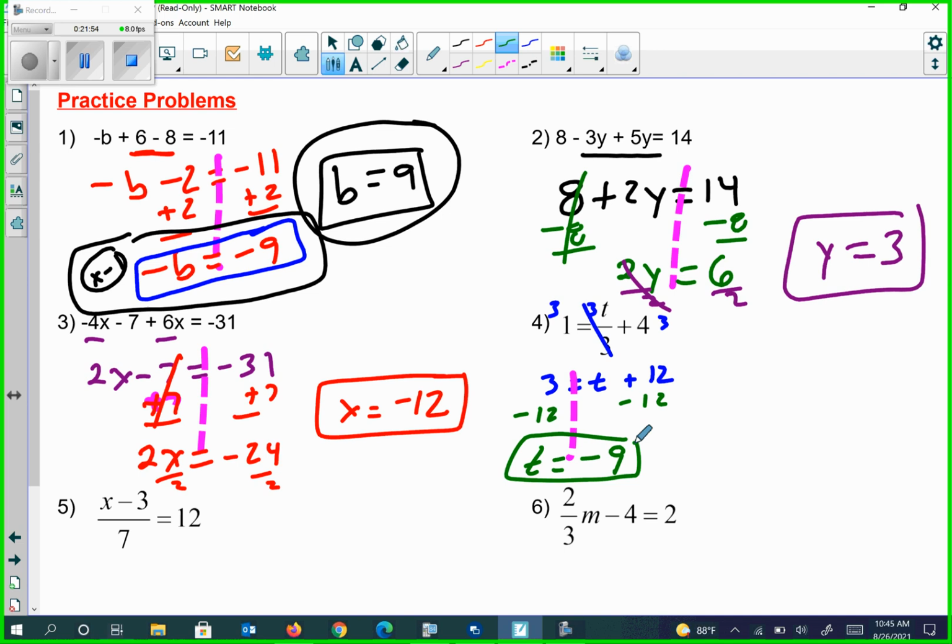Number 5 is kind of the same idea. What should I multiply both sides by to get rid of the denominator? Multiply by 7. Those cancel. x minus 3 equals 7 times 12, I think, is 84. I think. Add 3, add 3. So x equals 87.